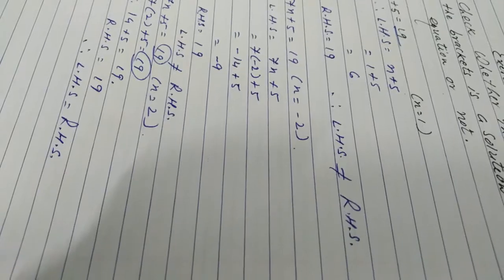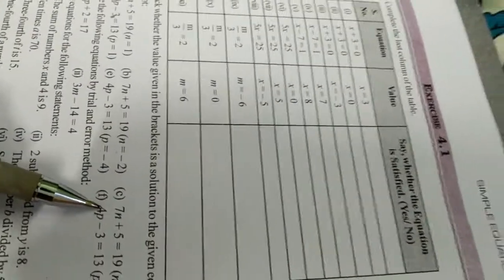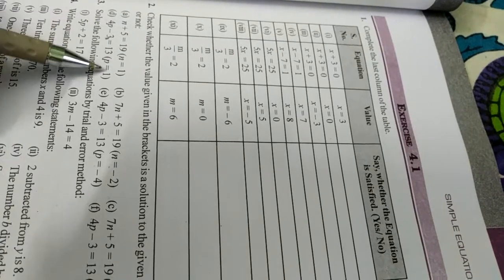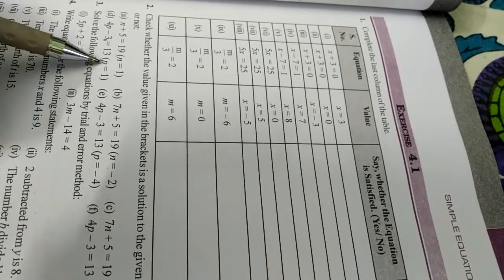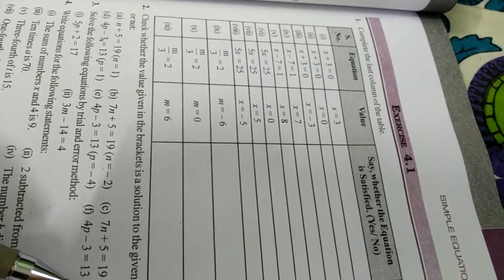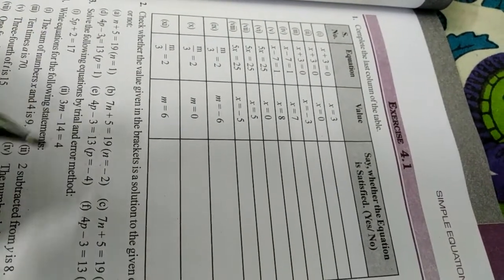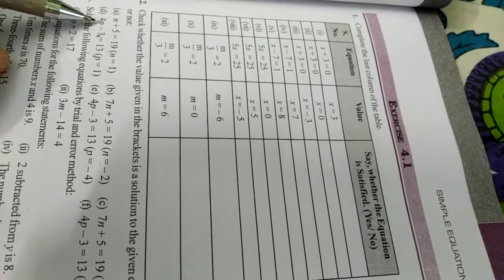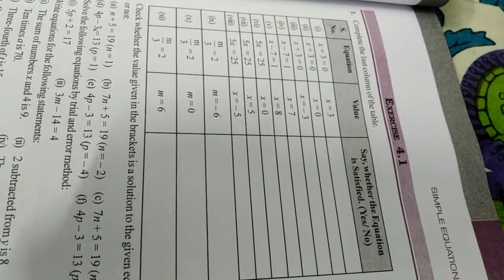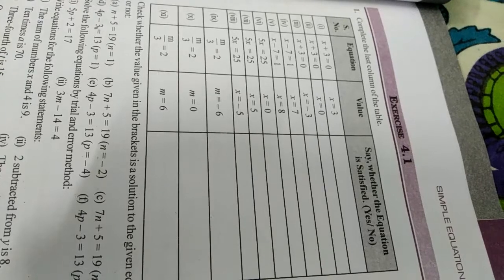So all of you understood how to do it. The same way you have to do it for D, E and F. For the unknown p, whichever value is given over here, you have to put that value in and try to verify whether it is a solution of the equation or not. Got it? So the remaining three are your homework. Now we'll go with example number 3.